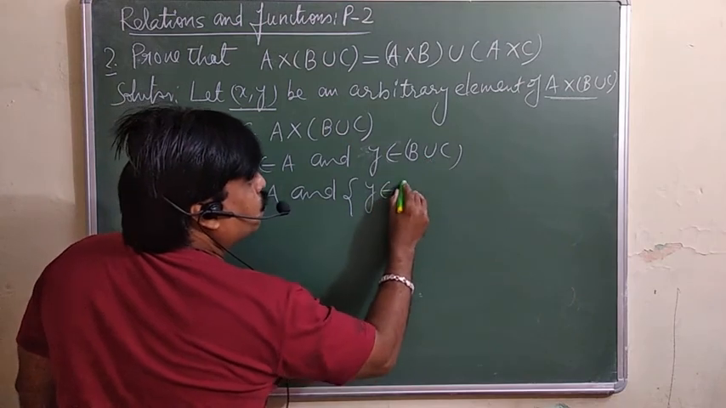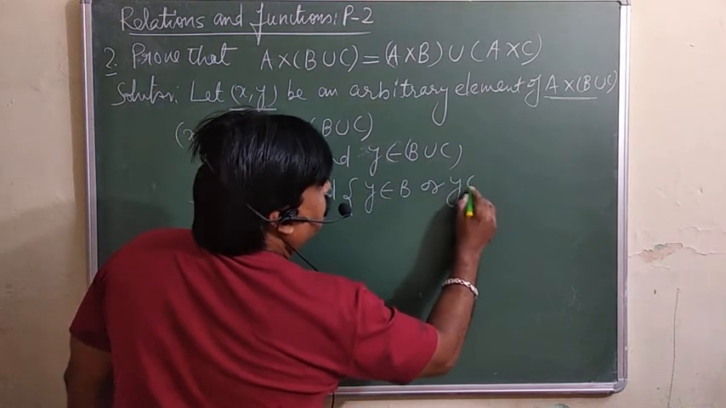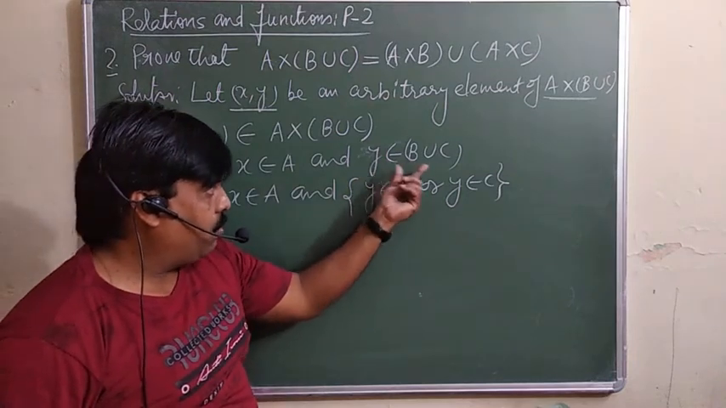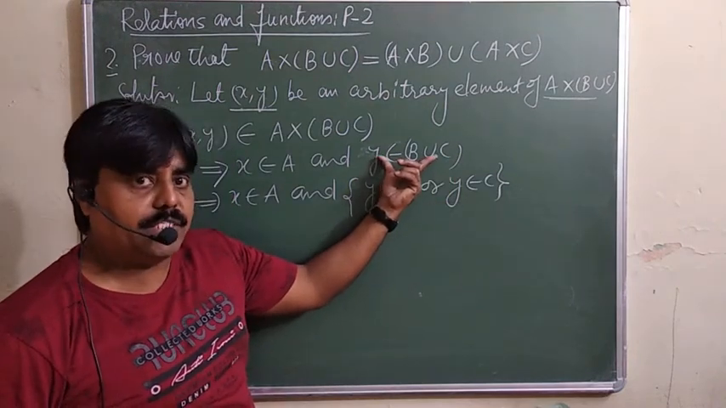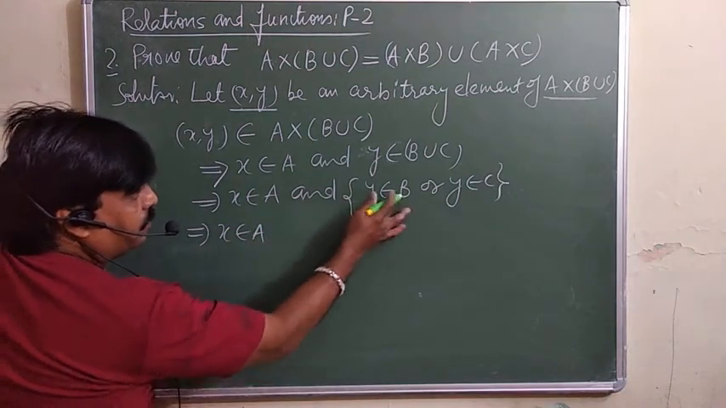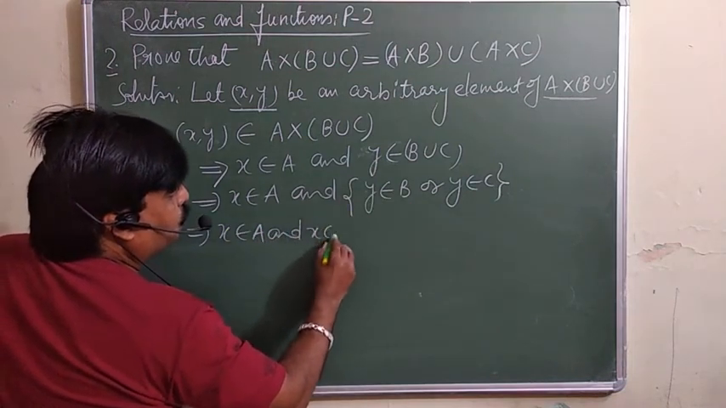It means y belongs to B or y belongs to C. Either y will be in B or in C, as we already discussed for B union C. We can write this as x belongs to A and x belongs to B.